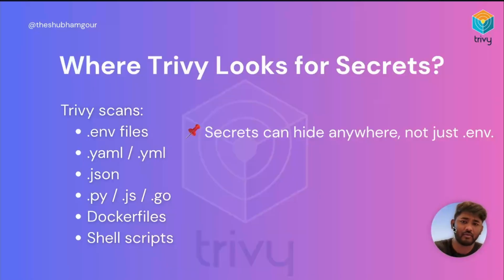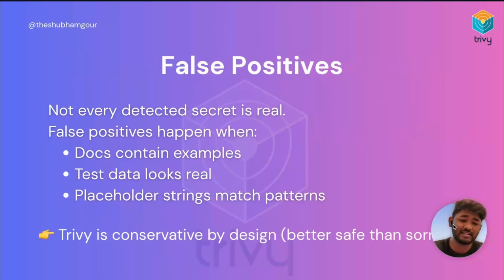Now, we understood how it performs the scan. Basically, it performs a regex scan, and we saw what sort of things it is looking for. But where is it looking? It runs the scans on a few kinds of files: .env files, YAML files, JSON files, Python files, Dockerfiles, and shell scripts. So secrets can be present anywhere, not just in .env. They can be hard-coded into a file also. That's the reason it scans everything.